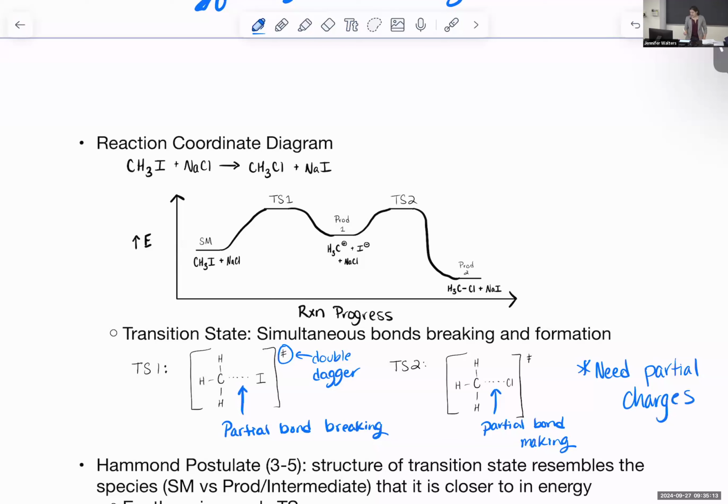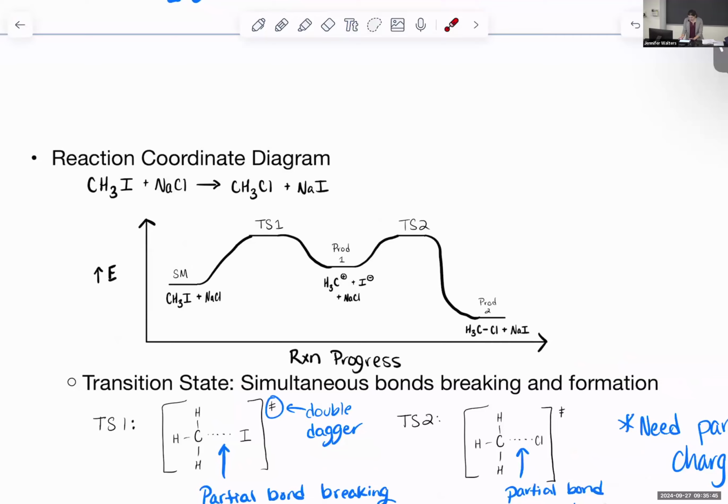We're going to need to put partial charges on our transition state because we get charged structures. Well, potentially we'll need charges. Our Hammond postulate is what is going to tell us what charges we need, if we need charges at all. So the Hammond postulate tells us that the structure of the transition state resembles the species, starting material or product, that is closer in energy to.